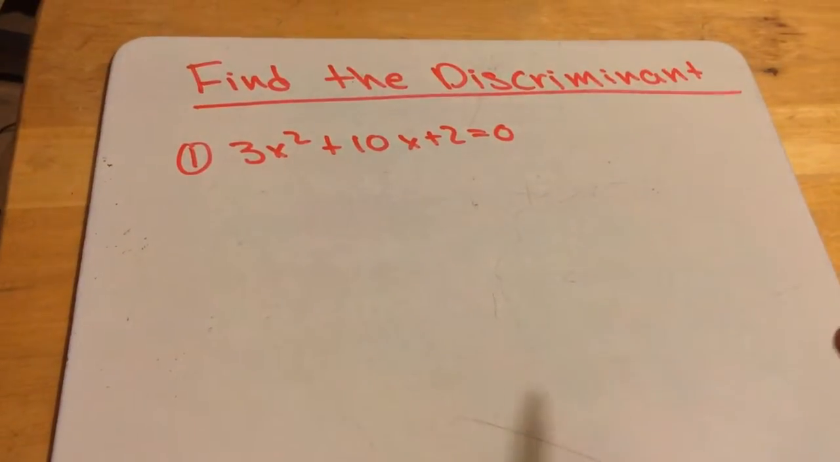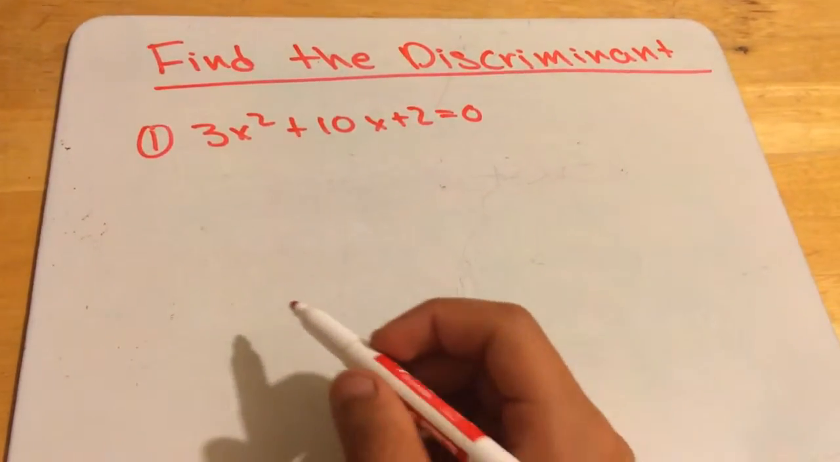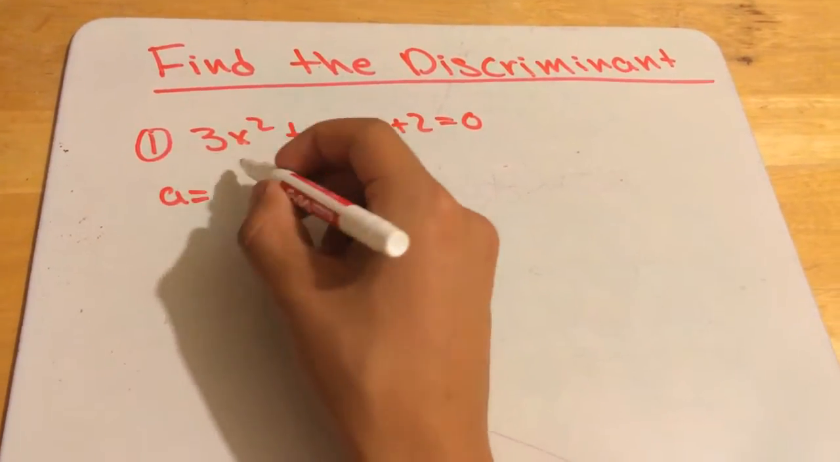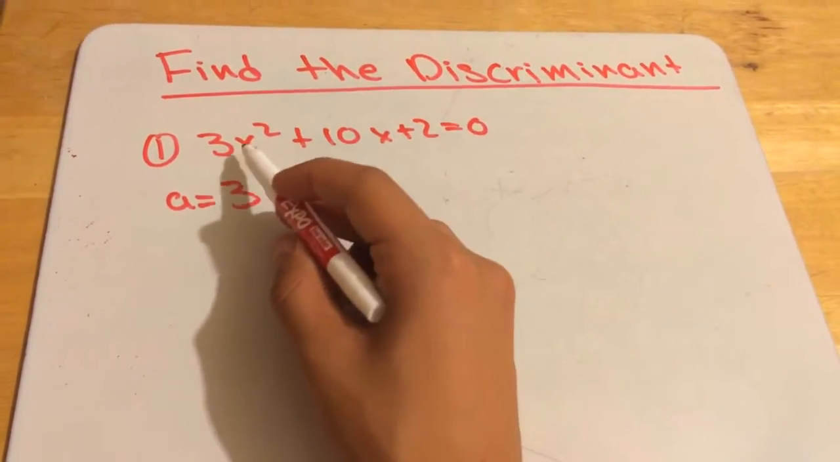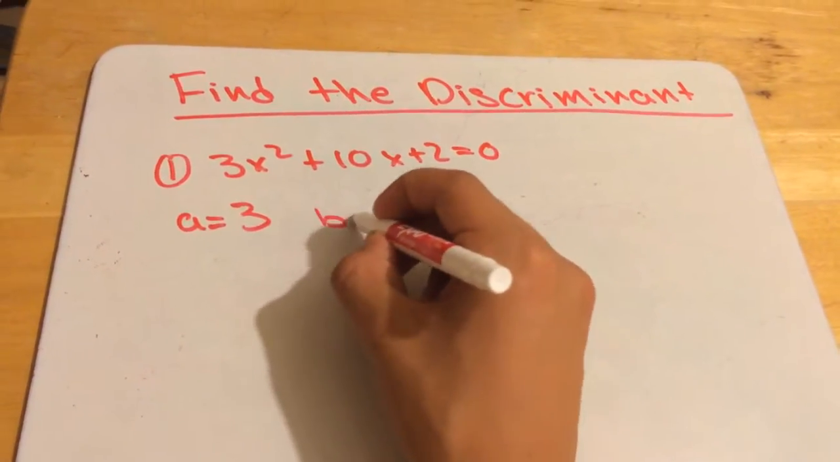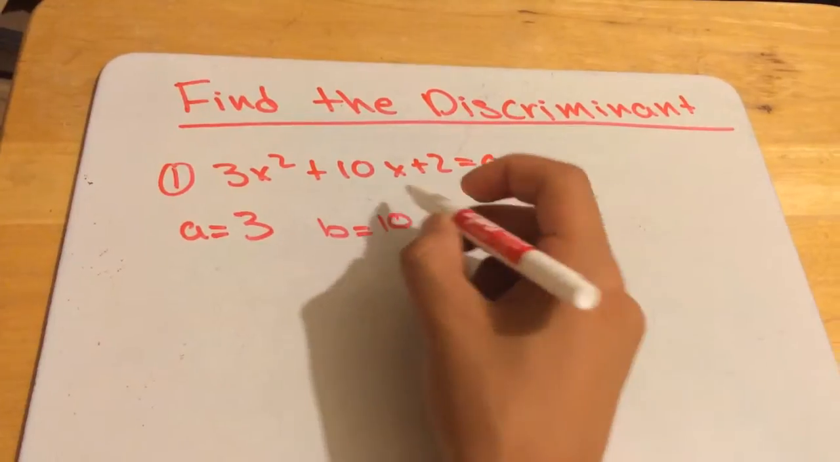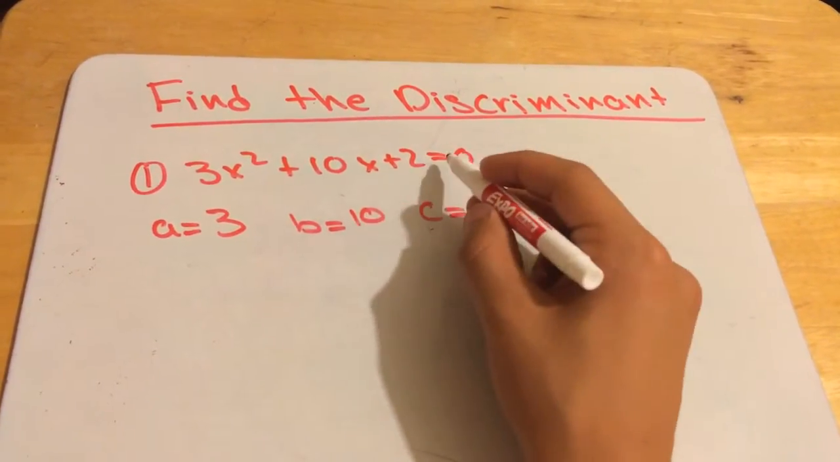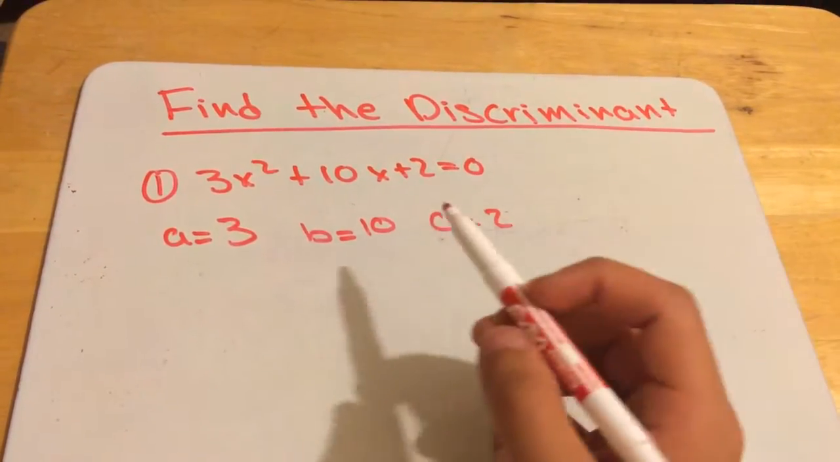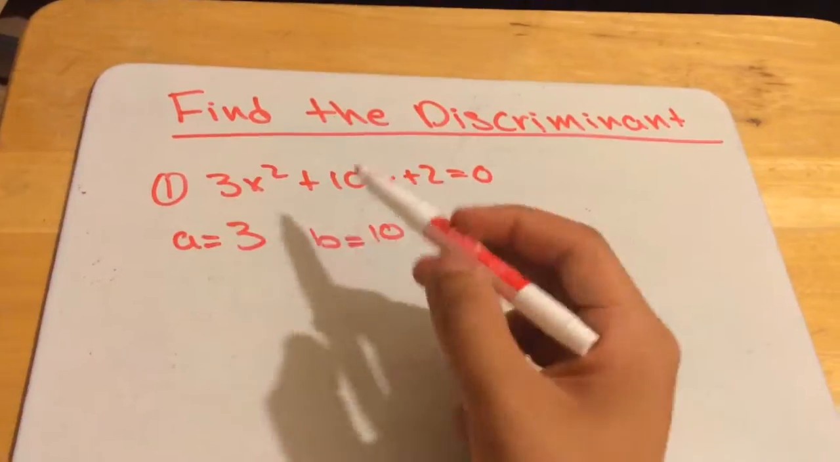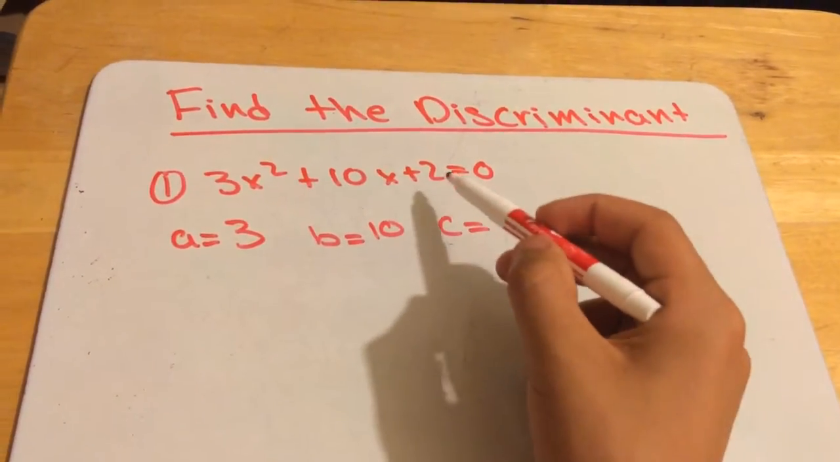Okay, today I'm going to be showing you guys how to find the discriminant. To find the discriminant, first you need to find A, B, and C. A equals 3 because 3 has a variable and an exponent. B equals 10 because 10 has just a variable, and C equals 2 because 2 has no variable or an exponent. Another way to tell is because A is the first term, B is the second term, and C is the third term.